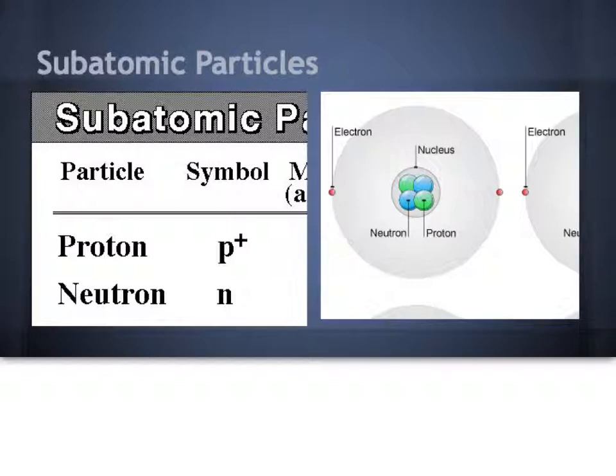But this is just showing us what the different subatomic particles are. We have neutrons and protons that are inside the nucleus. Protons, remember, have a positive charge. Neutrons have no charge. And then we have electrons, which have a negative charge.